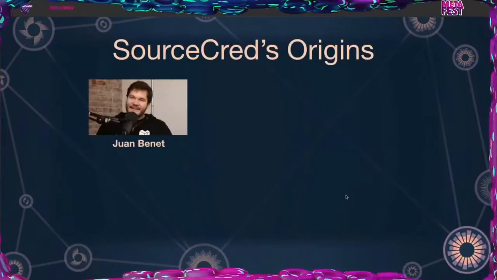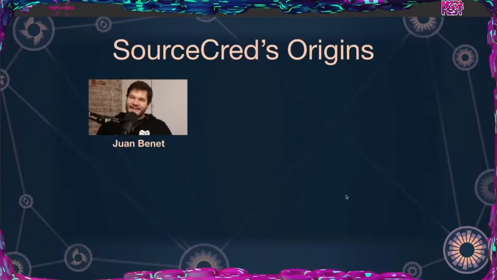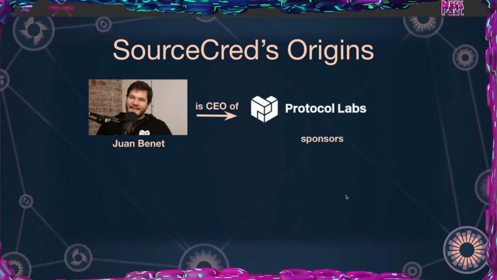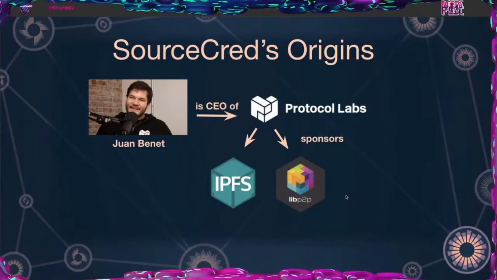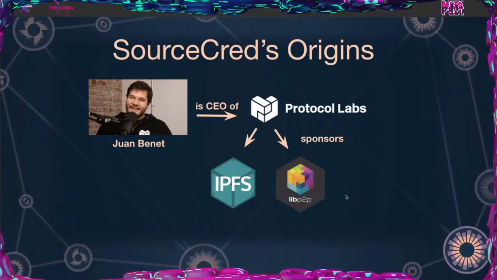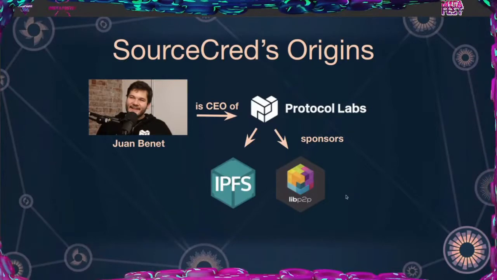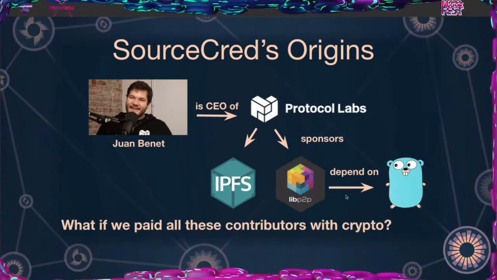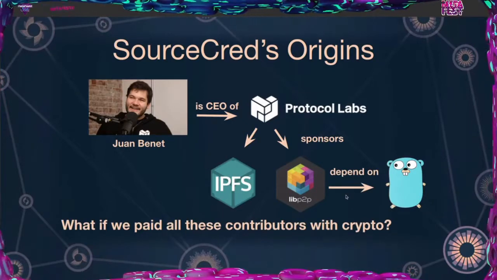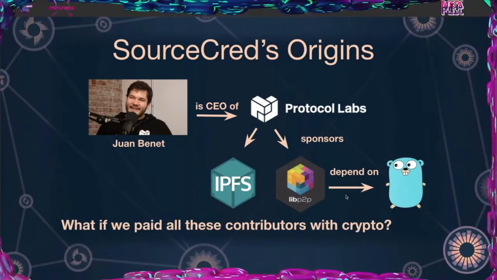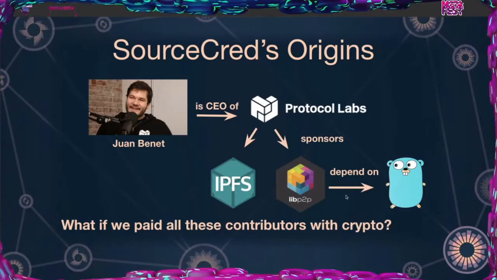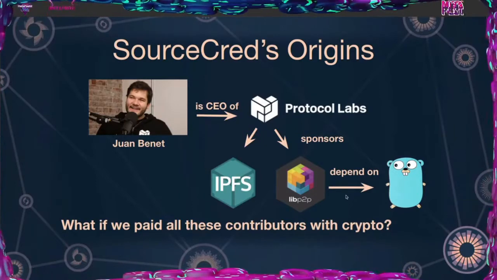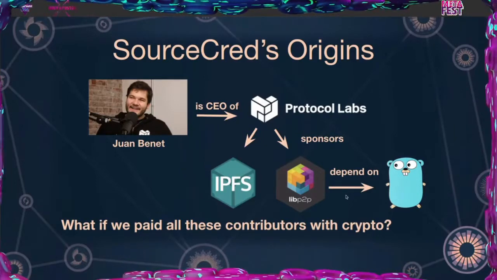And the origin of SourceCred was Juan Benet, the founder and CEO of Protocol Labs, was looking for a way to pay open source developers working on projects like IPFS and libp2p that Protocol Labs was depending on. And wondering, what if we paid all these contributors with crypto? And they met up with SourceCred's founder, Dandelion, who had these ideas that met that need, and SourceCred was born.